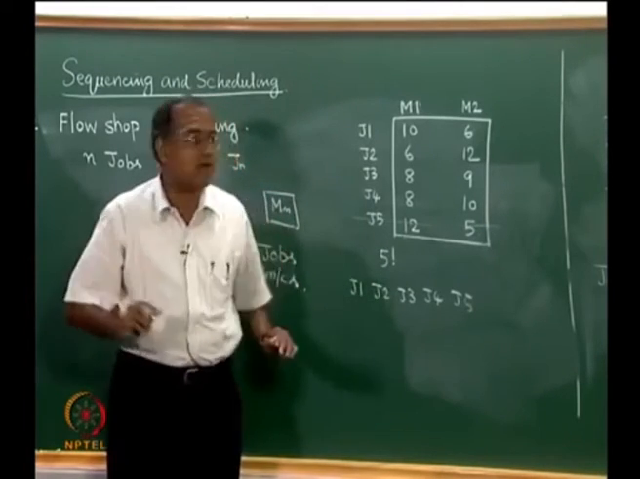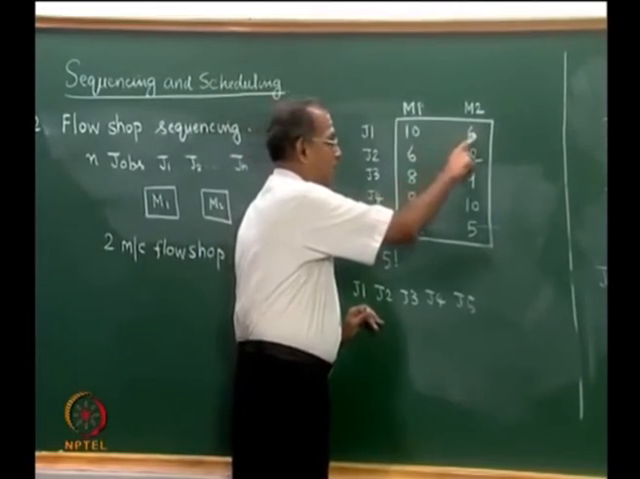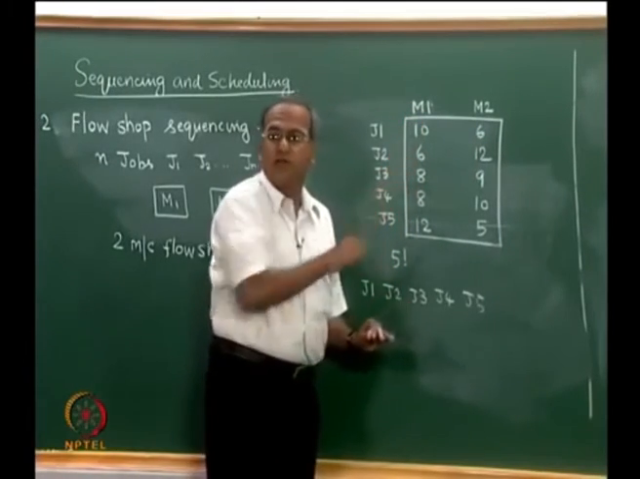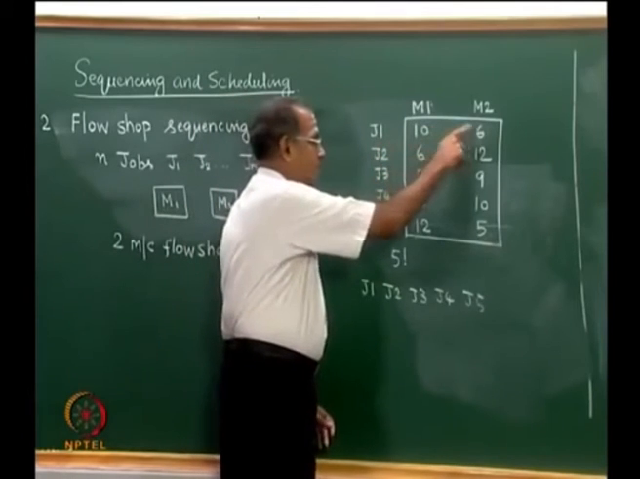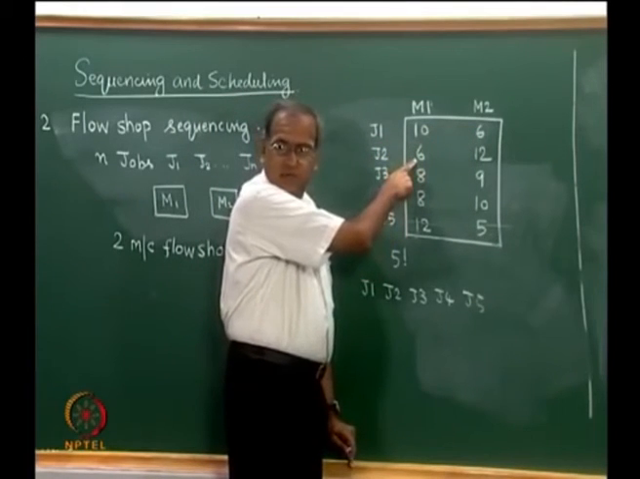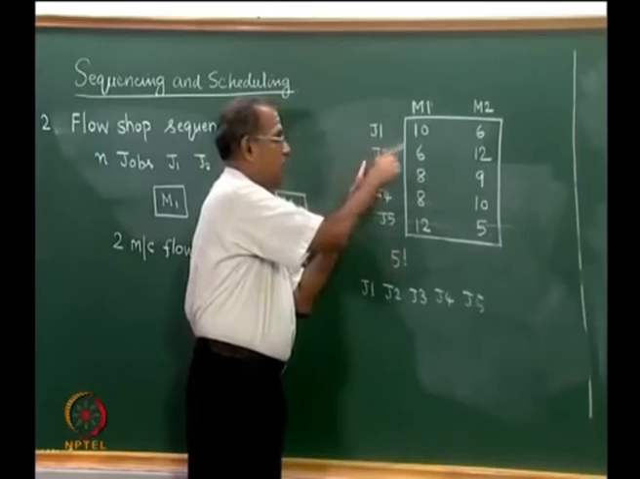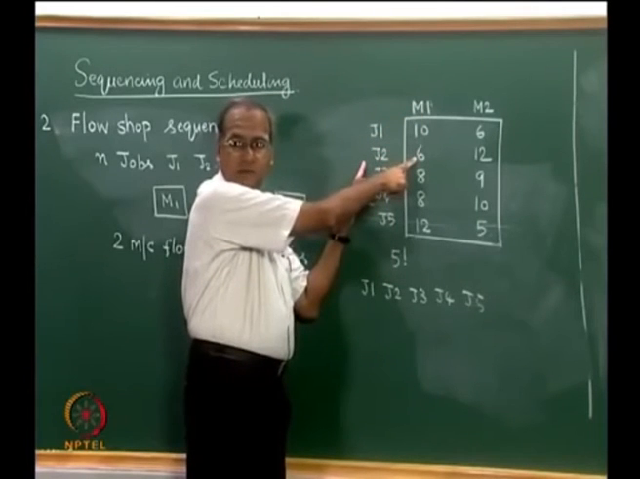There is no problem at all if it happens to be on M2 as well as on M1 for 2 different jobs. So, we could take either this or we could take this. Now, let us take J2 on M1 as the smallest number.